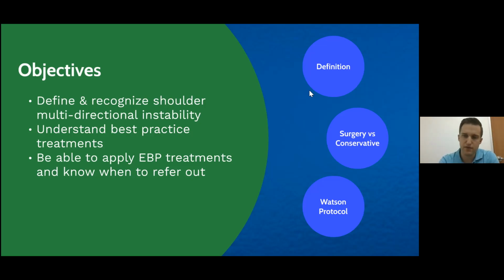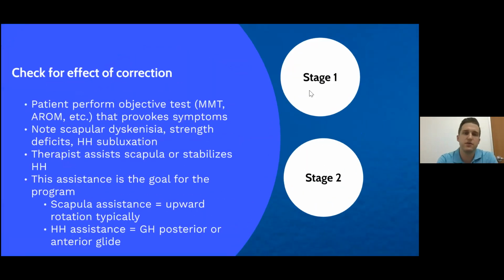So we're going to dive a little bit deeper into the Watson protocol. So essentially the big goal for this, if you want to call it that, is you're trying to check for an effect of correction. So what that means is you're basically finding what their issue is and then correcting that and working with that as your goal for all of the treatment essentially.